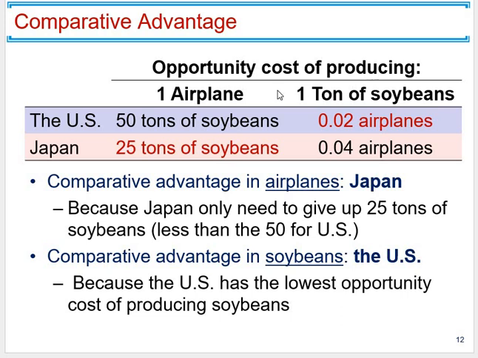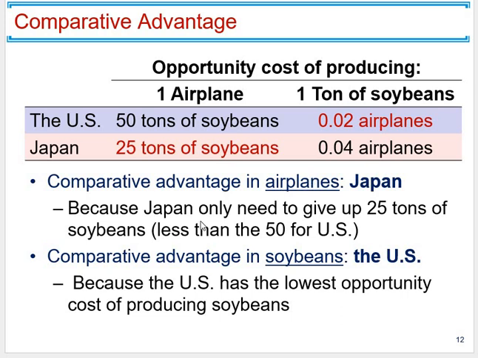The opportunity cost of producing 1 airplane for the US is 50 tons of soybeans, based on the previous slides, right? And the opportunity cost of producing 1 airplane for Japan, according to calculations in previous slides, is 25 tons of soybeans. Just copying numbers from previous slides, we know that the opportunity cost of 1 ton of soybean for the US is 0.02 and for Japan is 0.04.